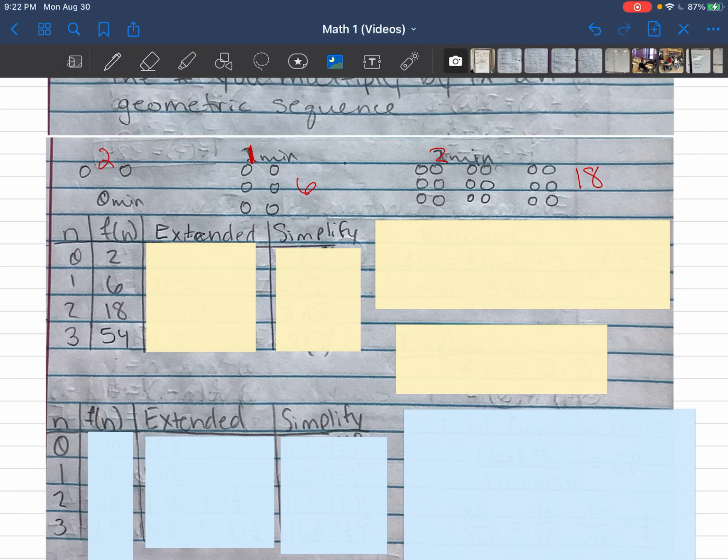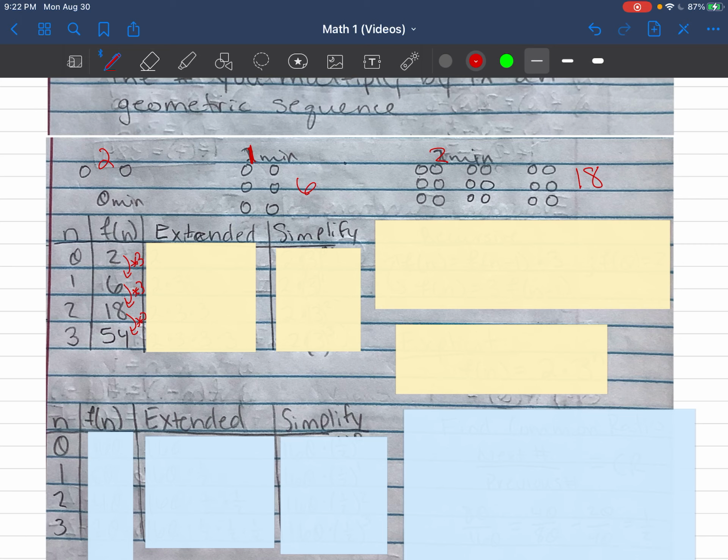Okay, so at 0 minutes we had 2 dots. At 1 minute we had 6 dots. At 2 minutes we had 18 dots. And at 3 minutes we're going to have 54 dots because as we go down our table here, we are multiplying by 3. Right? 2 times 3 gives us 6. 6 times 3 gives us 18. 18 times 3 gives us 54. If you didn't know that off the top of your head, that's okay. But hopefully you knew 2 times 3 and 6 times 3.